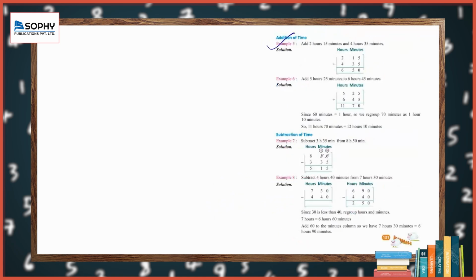Next is our addition of time, students. In both examples, we have to add the times. So what we will do, students, we will make a column for minutes and hours, then we will add them like ordinary numbers. So here the sum is 6 hours 50 minutes and here the sum is 11 hours 70 minutes. So what we will do, students, we will convert these 70 minutes into 1 hour and 10 minutes. So it can be written as 12 hours 10 minutes.